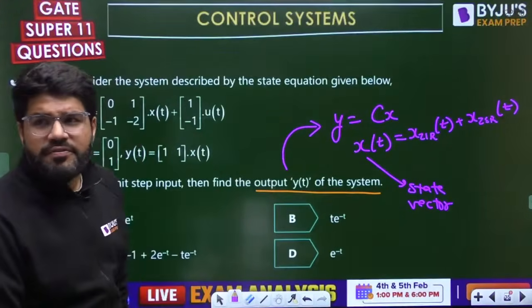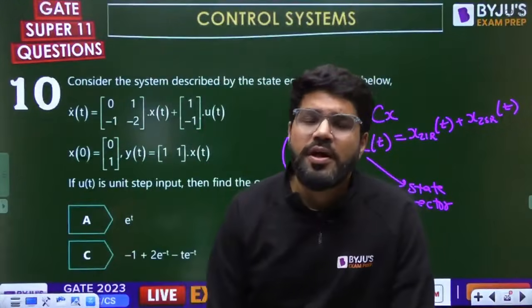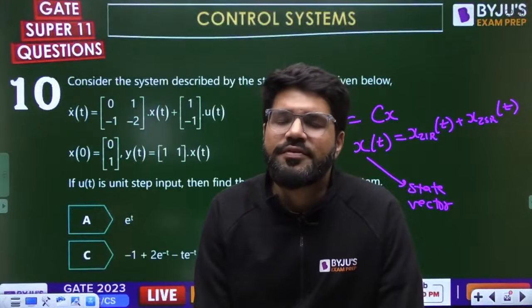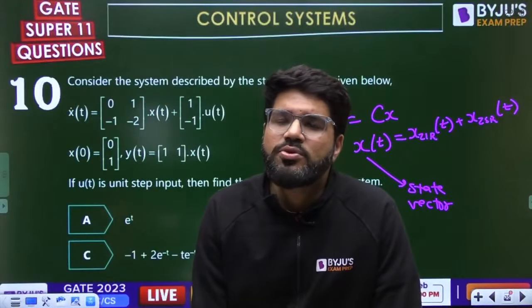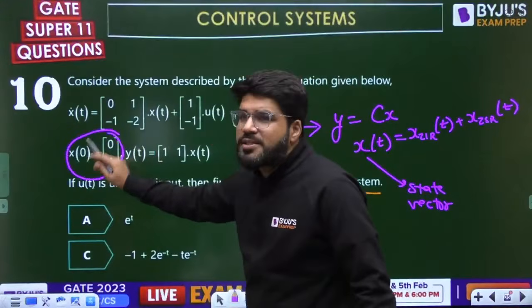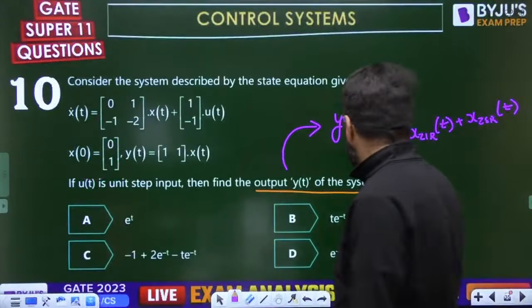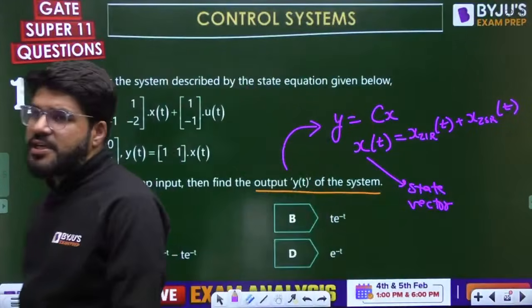Even if you calculate the transfer function, you can calculate the output only when the system has zero state, because the transfer function will only enable you to solve the problem of zero initial condition. But here the initial condition is non-zero. That is why the transfer function will not solve the question completely. You have to take the state space approach only.